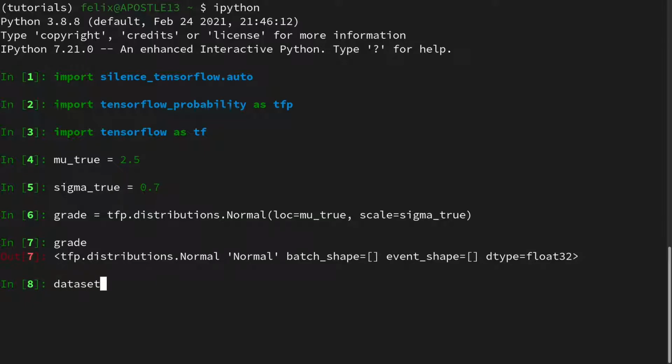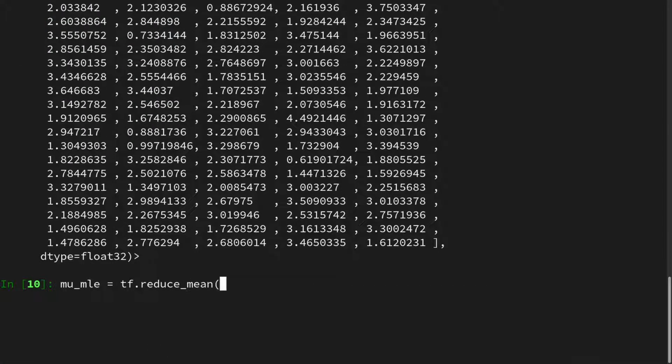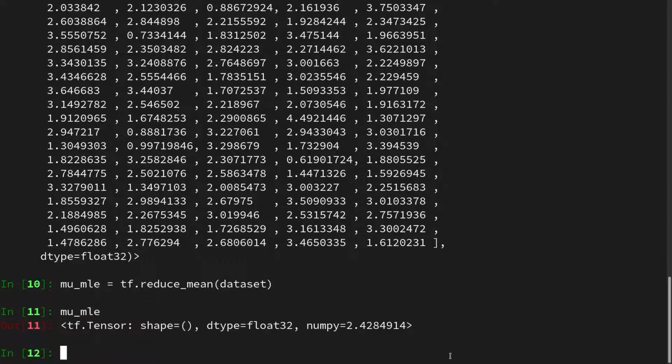And we can create a data set when we sample this random variable, for instance, 100 times. Then we can look at the data set and we see there are crates 1.8, 3.1 and so on and so forth. Let's first calculate a maximum likelihood estimate. For this we will use TensorFlow, tf.reduce_mean of the data set, and we get a maximum likelihood estimate of 2.43, which is quite close to the 2.5 from which the data set was created.